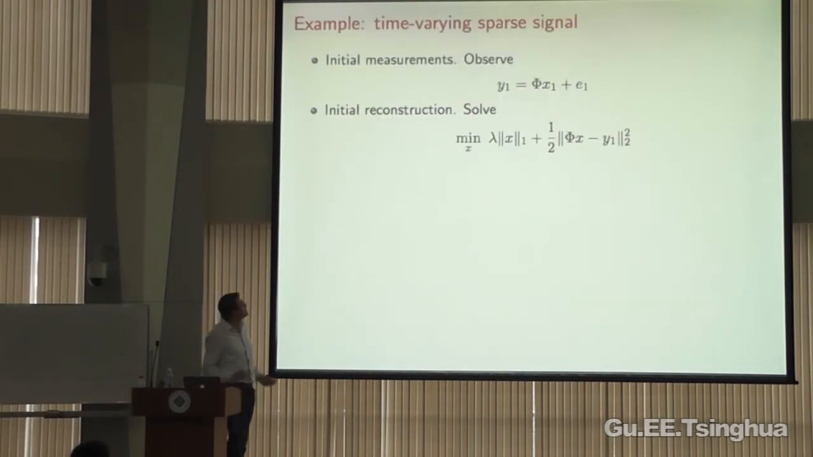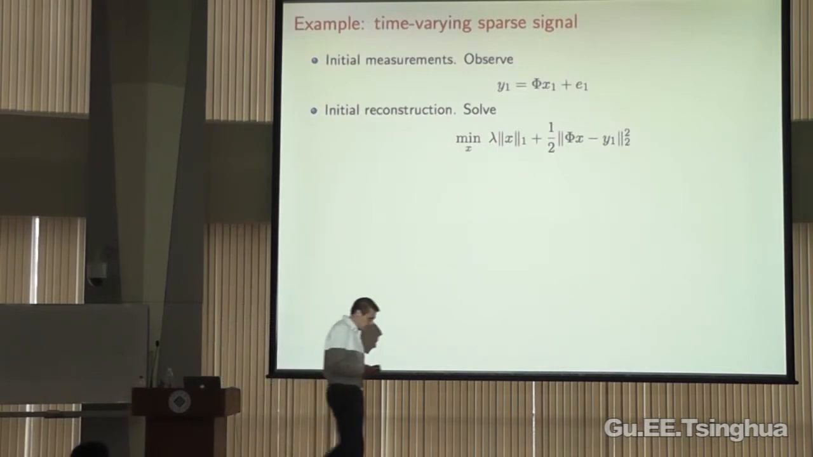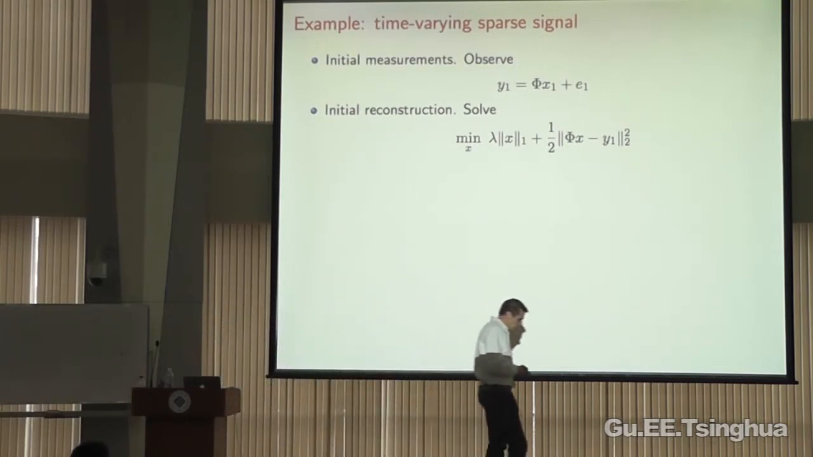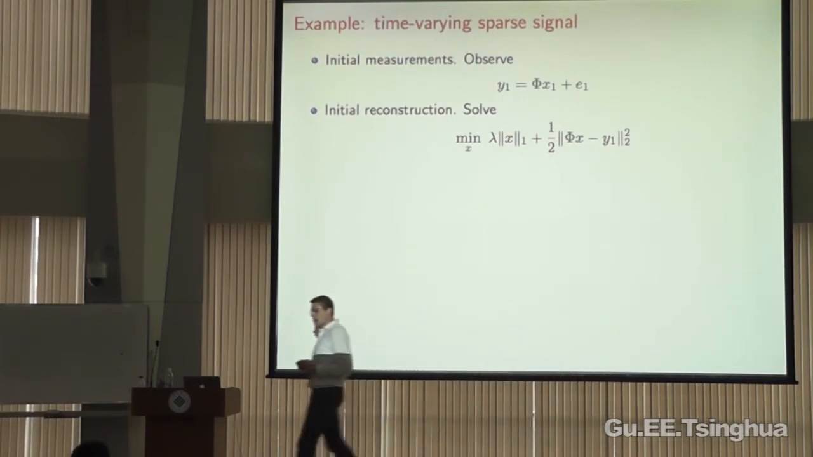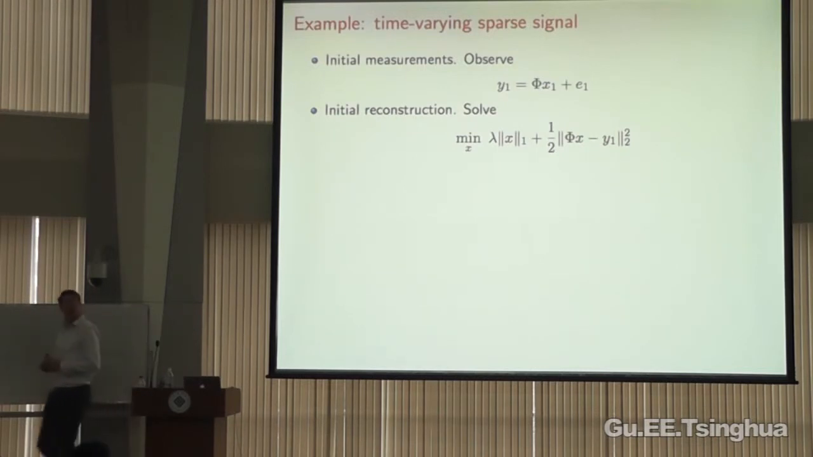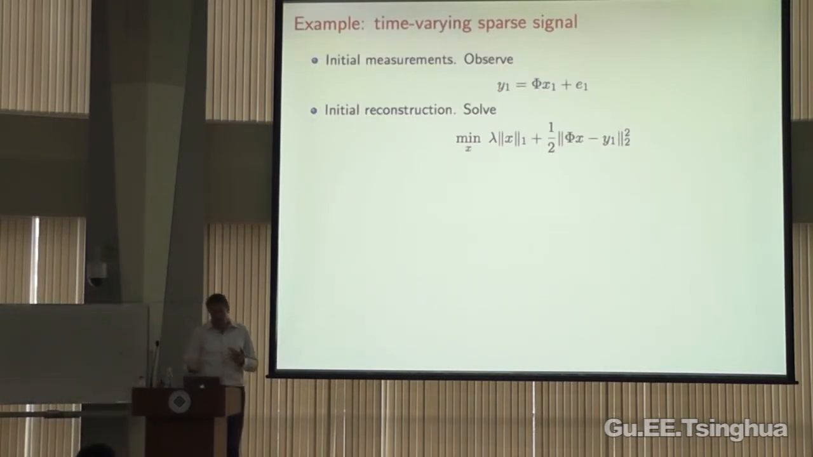Okay, so here's an example of how you proceed, how you exploit these types of conditions. It's a very simple one. So let's say I observe y1 equals phi x1 plus e1, and then I solve this optimization program, and I have some solution in my hand to this, right? Okay, so I do that, and that's great.